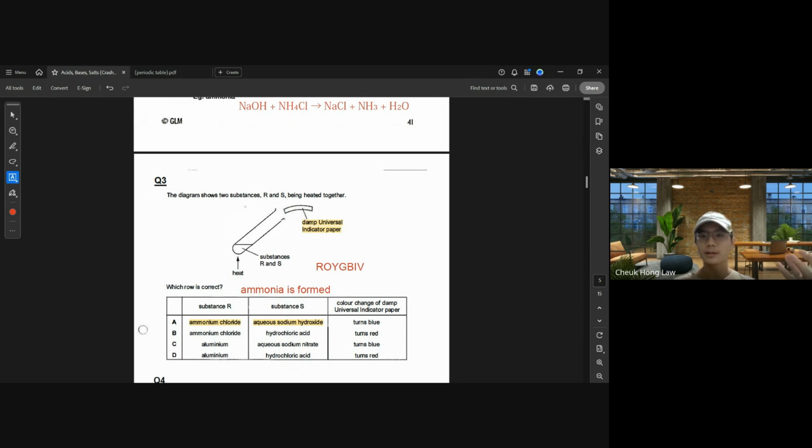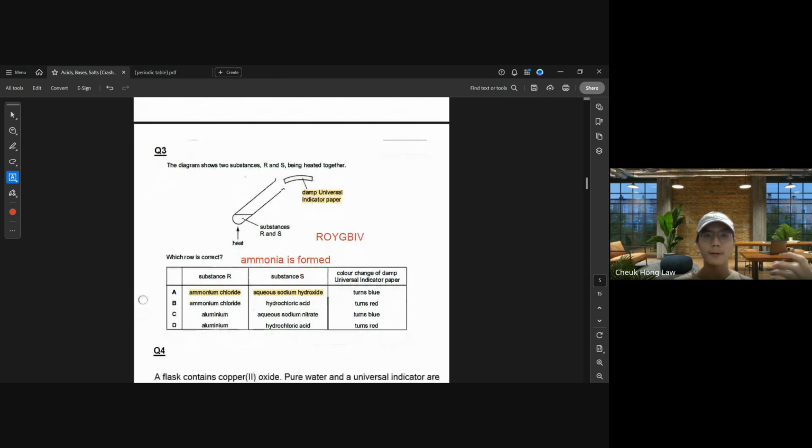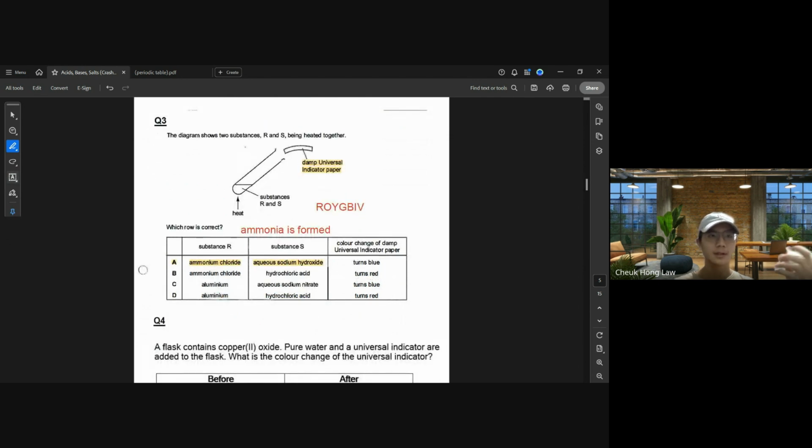And ammonia is an alkali gas, which means that it will have properties of an alkali. So it will turn the universal indicator blue. So A is actually correct because it shows that ammonia has the properties of an alkali. So A is the answer. But let's go through the rest.